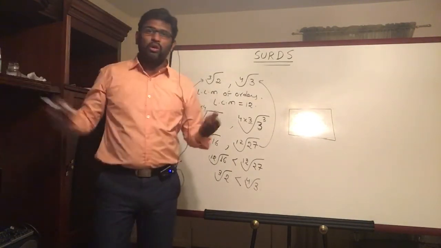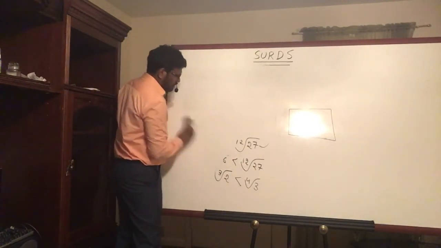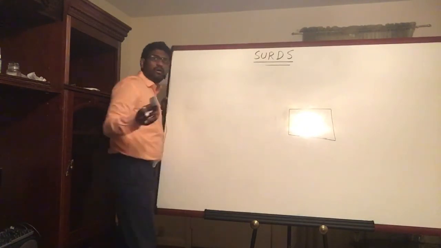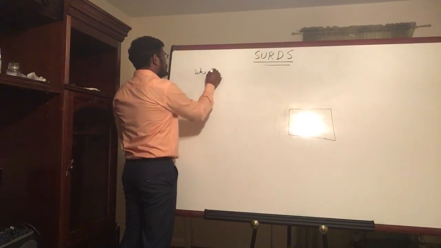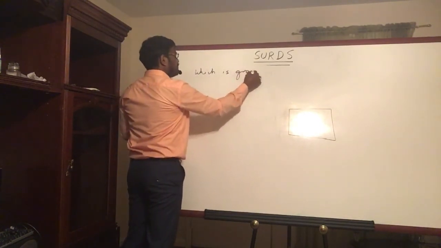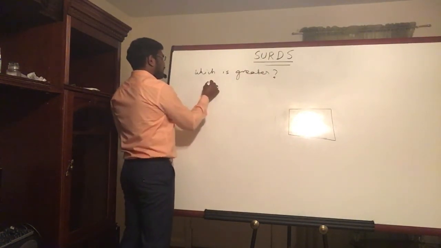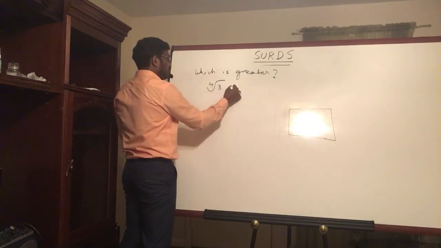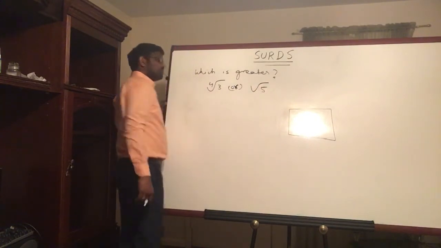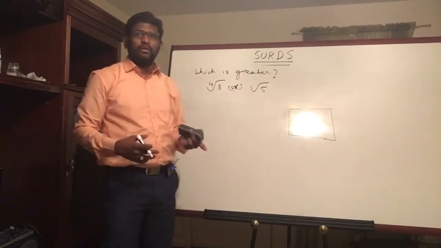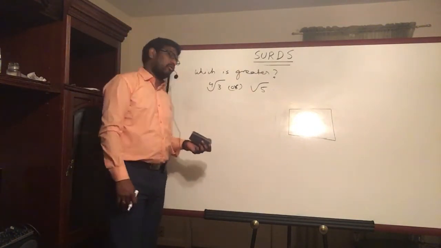Okay, I'll give you a small assignment. You can write your answer in the comment box provided in this link. My question is, which is greater: 4th root 3 or square root 5? Which one is greater? Just solve it and put your answer in the comment box.